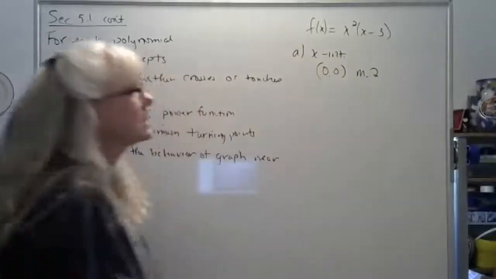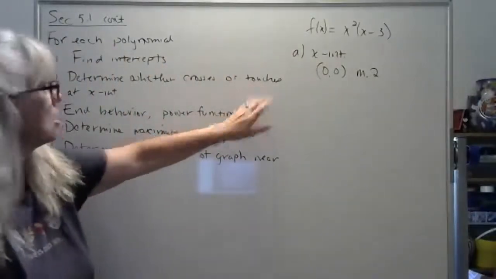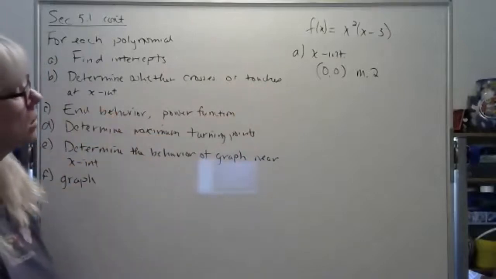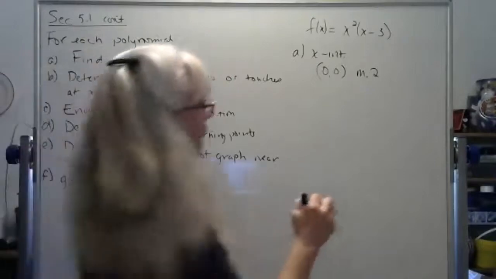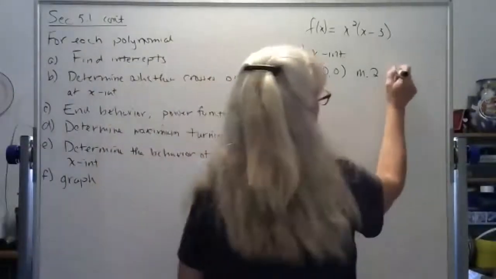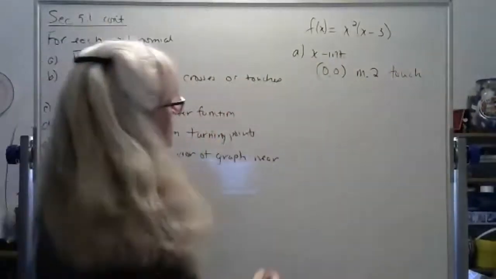And do you remember what that tells us from yesterday? So when it has an even multiplicity, is the graph touching or is the graph crossing? Touching, right? Yes, correct. So it's going to touch. And think about the x squared, the parabola, how it bounces. So that's the easiest way to remember it.